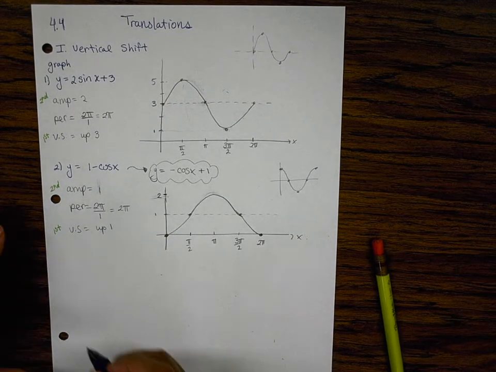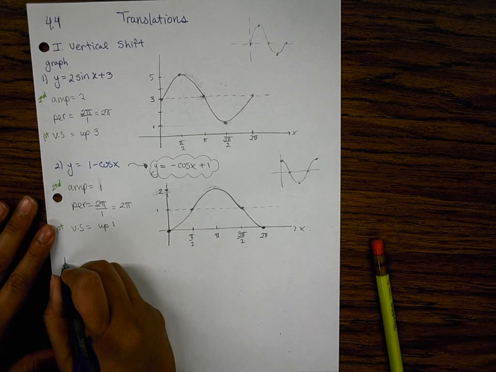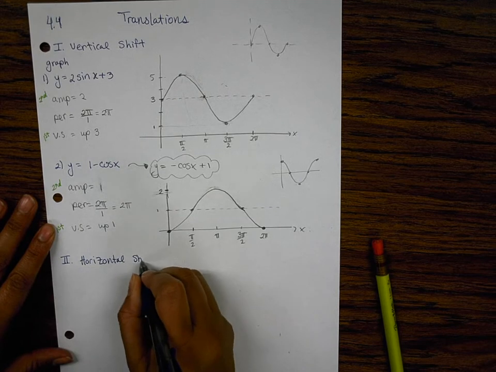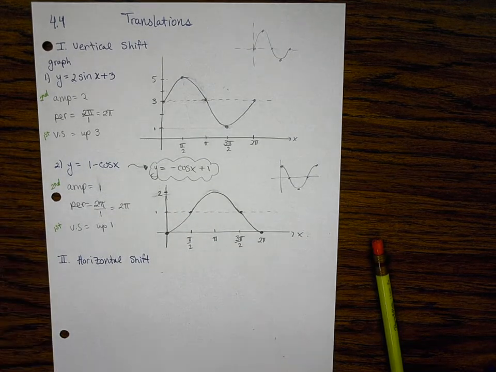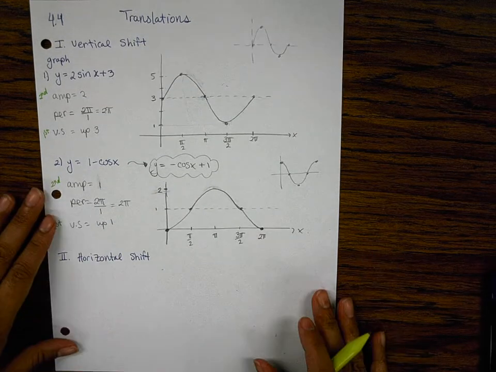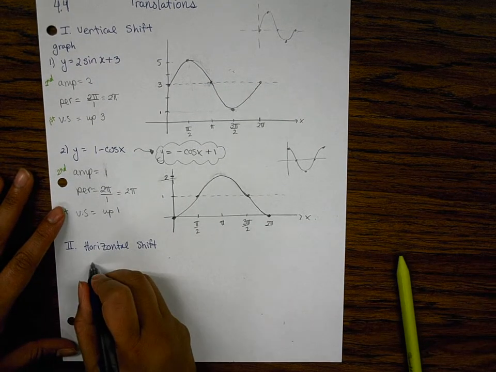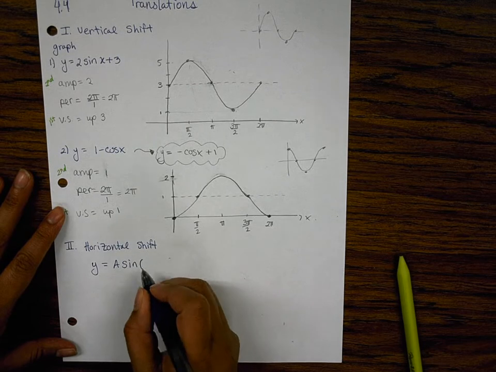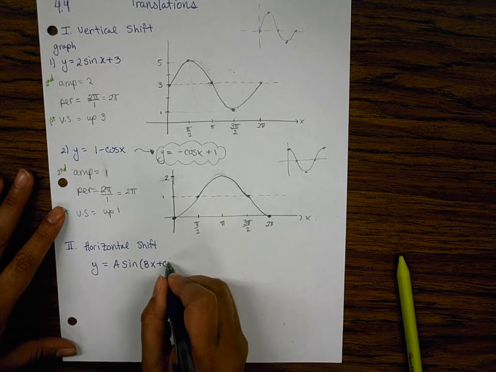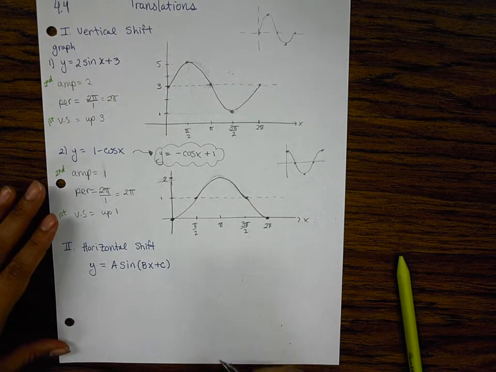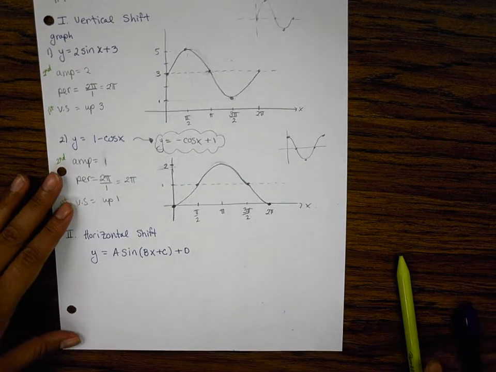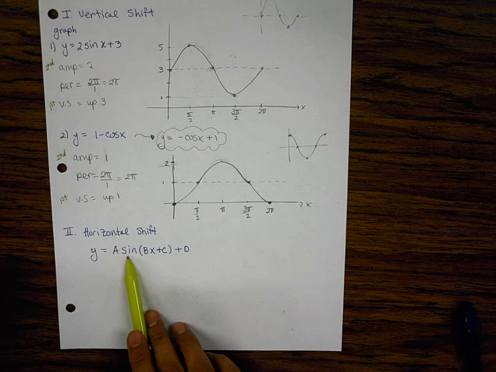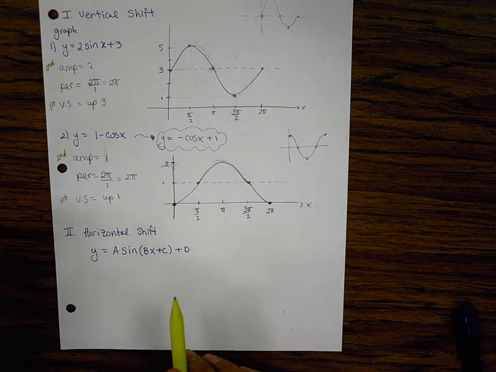Part 2, horizontal shifts. We're going to rewrite our function like we did in yesterday's notes. Y equals A sine, but I'm going to add more to it. Parentheses, bx plus c, close parentheses, plus d. All right, so this is the whole thing we're going to be dealing with. Now I put sine, but the same is true for cosine. I could change this out with cosine and it's going to be the same type of translations.